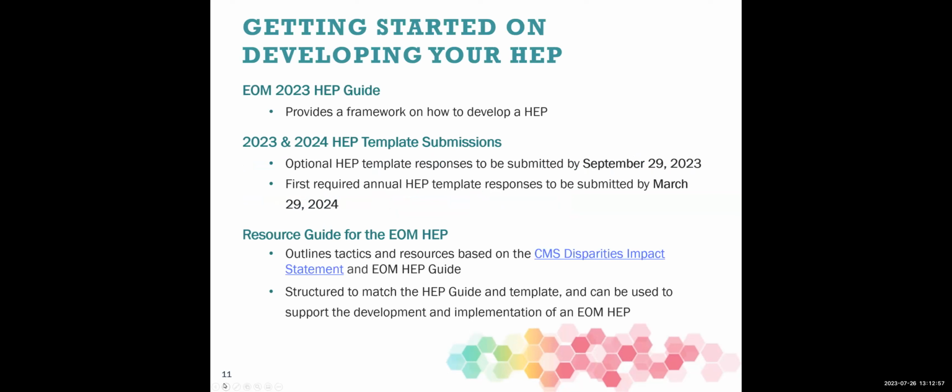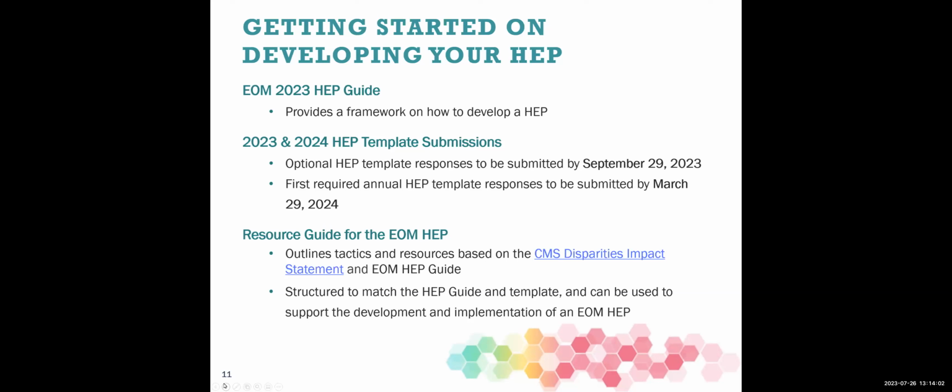So let's begin our discussion of the EOM HEP, or Health Equity Plan. As you begin developing your HEP, it'll be helpful to have these documents available. The first document is the EOM HEP Guide, which provides details on the requirements for the HEP and how to complete it. The 2023 HEP Guide can be found on the EOM website and Connect. The preliminary 2023 HEP template is a fillable PDF that you'll use to provide details of your HEP. The HEP template can be found in Appendix A of the HEP Guide, and it's also in the participant portal. You have the option to submit a preliminary HEP by September 29th, 2023. This would be in performance period 1. The first annual HEP is due by March 29th, 2024, and that will be in performance period 2.